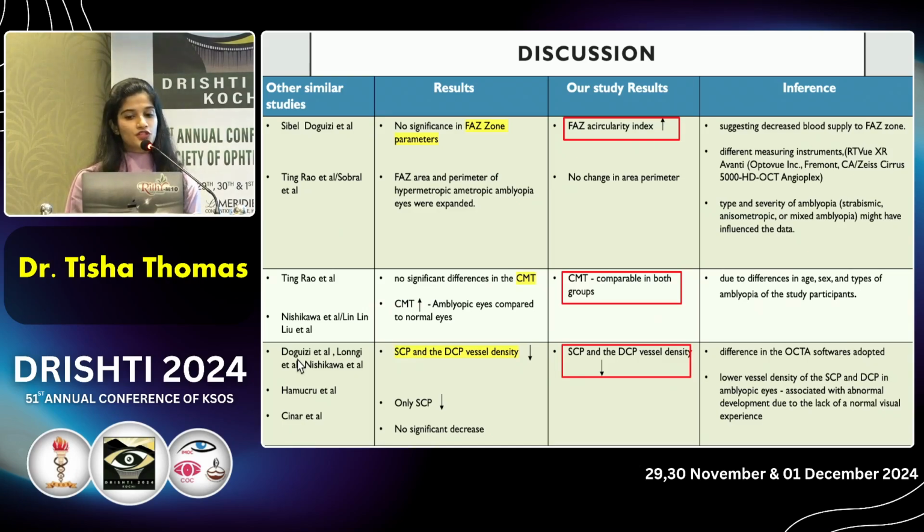Coming to the superficial and deep capillary plexus vessel density, we found there is a decrease. A similar picture was seen in Degussy et al. and Hamkro et al. study, whereas in Sinar et al. they found there was no significant decrease. So again, this can be due to the difference in the OCT softwares adopted.